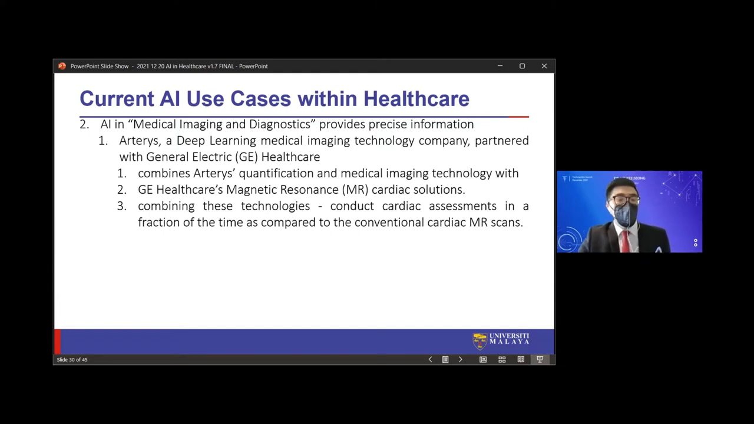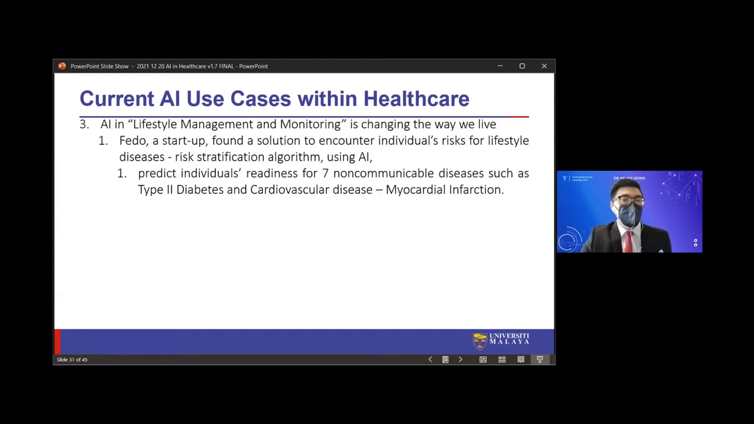There's also AI being used in medical imaging and diagnostics, for example, Arterys. This deep learning medical imaging technology company has partnered with General Electric, GE Healthcare. It combines Arterys quantification and medical imaging technology with GE Healthcare's magnetic resonance cardiac solutions to be able to complete these cardiac assessments in even shorter time compared to your typical mass cardiac scans, which can take sometimes up to an hour.